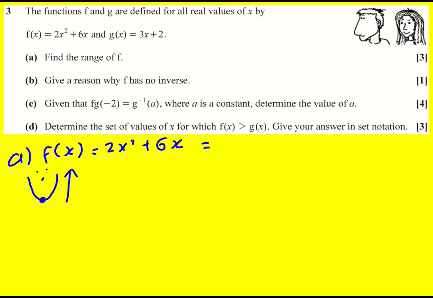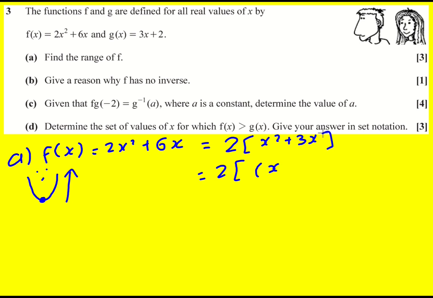We can do this in two ways. You could differentiate because you can always find stationary points by differentiating, and we'll talk about that in a minute. Or we could complete the square. So I'm going to complete the square here. Factorize out the 2. Actually, sorry, there's no extra numbers, so I can just write 2x squared plus 3x.